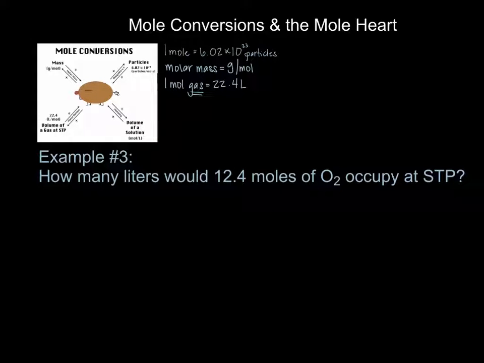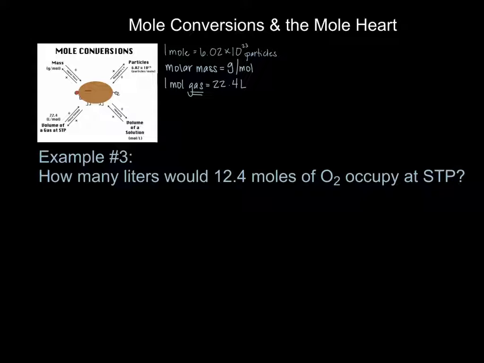Okay, finally let's take a look at example number 3 that asks how many liters would 12.4 moles of oxygen gas occupy at STP? So we're starting at our 12.4 moles. So we're right here in the center of our diagram, and we want to find out how many liters that would be. And since it's liters of a gas, I can go right to this step, because remember, we're not going to be doing our volume of a solution using our molarity conversion for this unit. So as long as we have a gas at STP, we can use this step right here where we go between moles and volume of a gas.